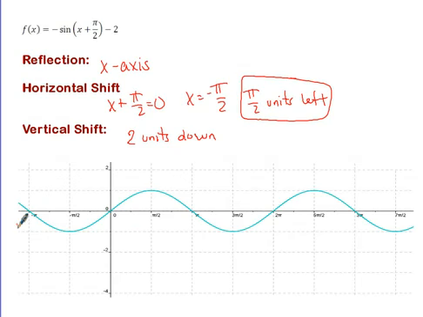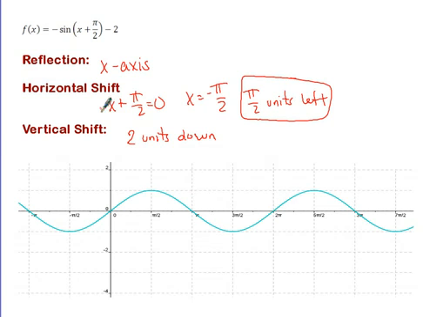The last example here, we have negative sine times the quantity x plus pi over 2, minus 2. Since the negative's on the outside, we're going to reflect over the x-axis. So here we have the parent function, sine x, and we're going to reflect over the x-axis. So all these hills are going to become valleys, and all the valleys are going to become hills.